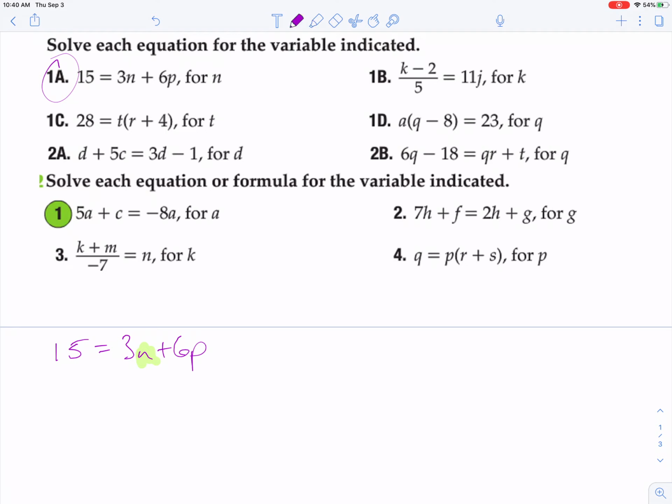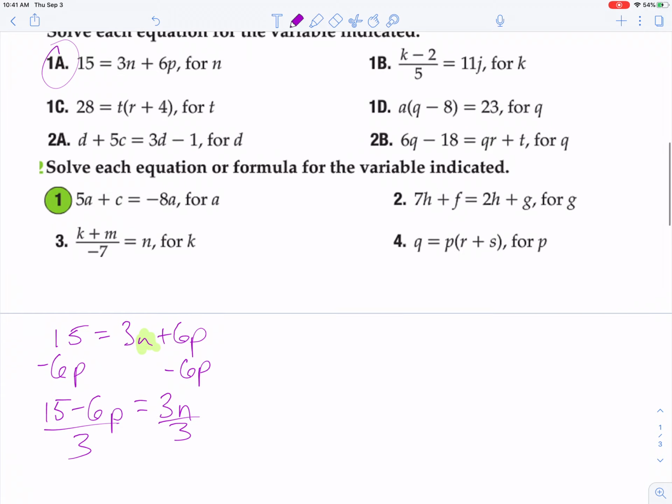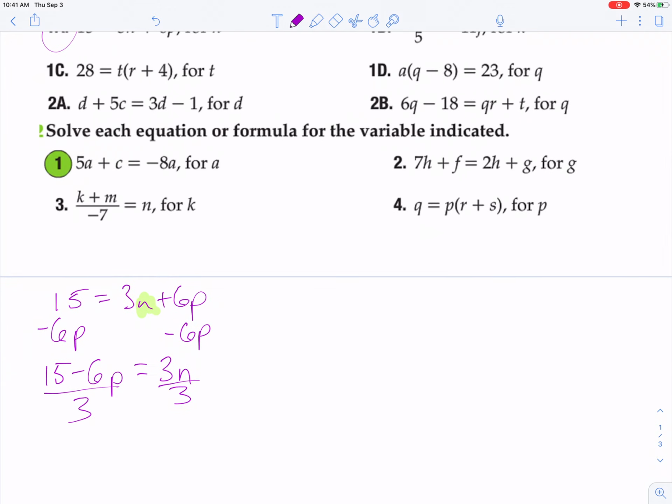So the first thing I'm going to get rid of is the 6p. So 15 minus 6p equals 3n. 15 and 6p are not like terms, so that's why I didn't combine them. Now I want to get rid of the 3. So I divide both sides by 3. That's going to give me n by itself.